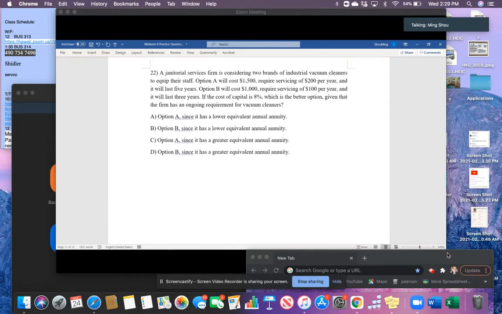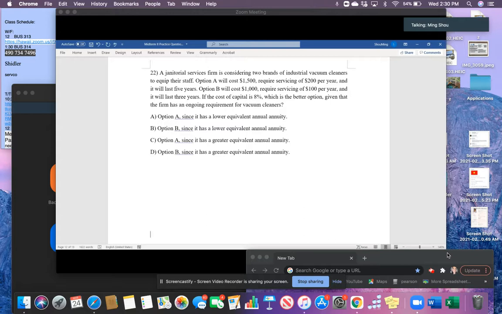So we have a company considering two brands of industrial vacuum cleaners to equip their staff. Option A will cost $1,500 and require a service fee of $200 per year, and it will last for 5 years. Option B has an initial cost of $1,000 and a later service fee of $100 per year, and it will only last for 3 years. Given the cost of capital equal to 8%, the question asks us which one we should choose.